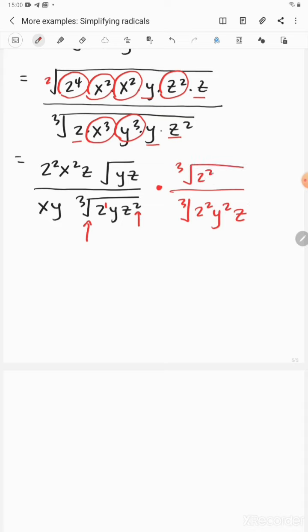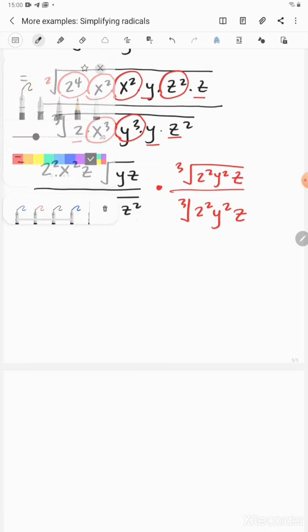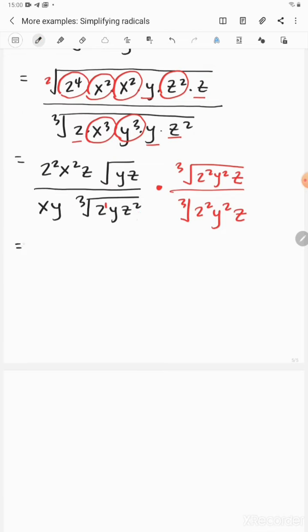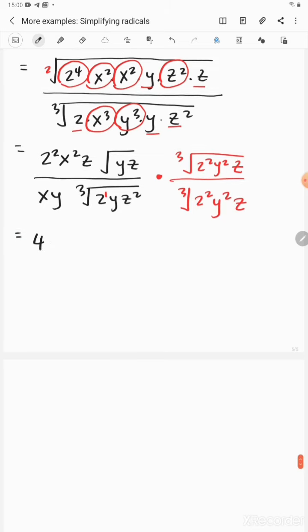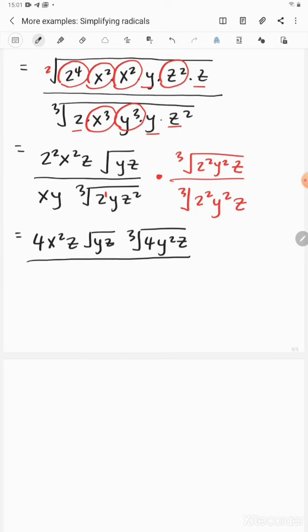Same as the top as well. So what will the product give us? We get 4x square z root of yz, and then cube root of 4 y z. How about the denominator part? Here we get xy.